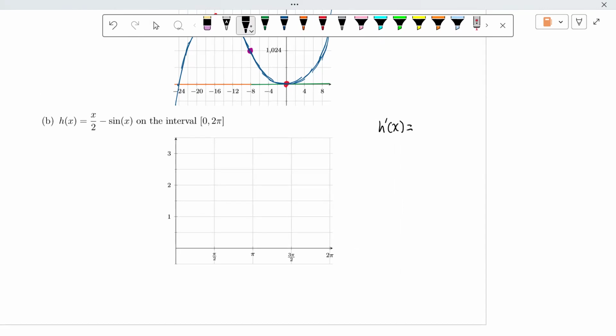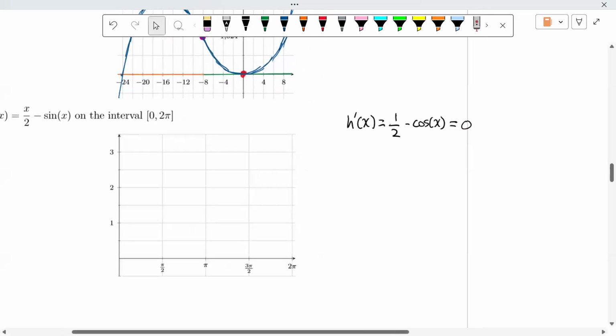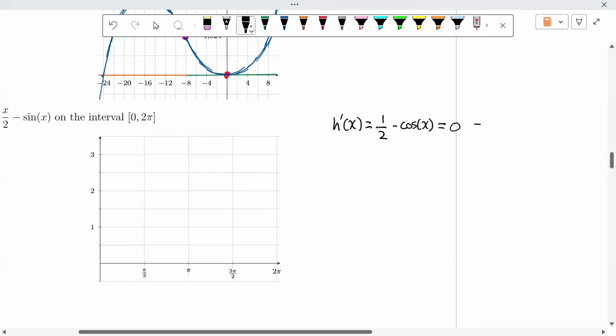So what's the derivative of this? Well, the derivative of x over 2 is 1/2. What's the derivative of sine? Cosine, right? And so I want to find the critical points. Those are going to be points where this derivative is equal to 0. And that's the same as finding the points where cosine of x is equal to 1/2.